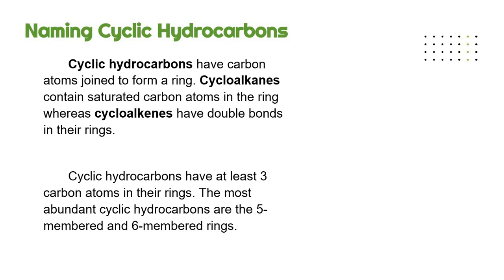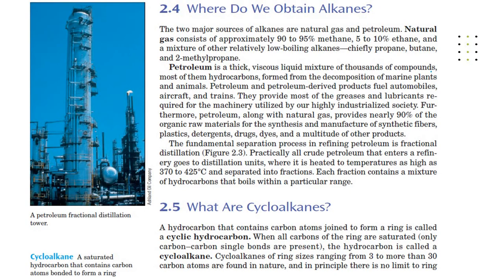Okay, cyclic hydrocarbons this time. Naming cyclic hydrocarbons. Cyclic hydrocarbons have carbon atoms joined to form a ring. We call them cycloalkanes, and also cycloalkenes, cycloalkynes. Cycloalkanes contain saturated carbon atoms in the ring, whereas cycloalkenes have double bonds in the rings. Cyclic hydrocarbons have at least 3 carbons in the rings, and the most abundant of them have 5-membered and 6-membered rings. These are just facts about alkanes, so you can read this in your module also.